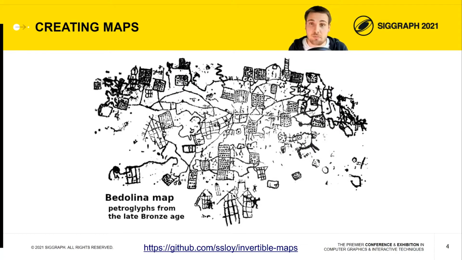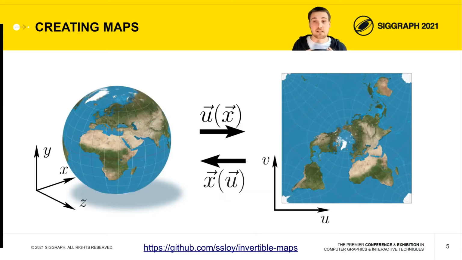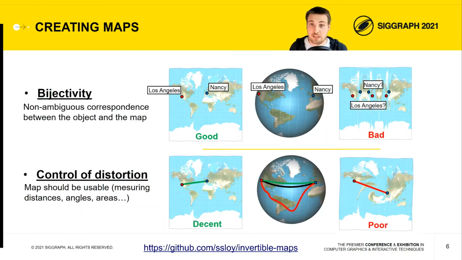The construction of maps has a rich history, as they are a vital tool to locate and study your surroundings. Mathematically, they represent a transformation from a domain, here the surface of the Earth, to another domain, the square on the plane. We denote the transformation u of x and its inverse, x of u. For a given map, we expect two main qualities.